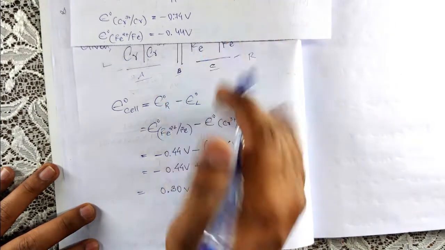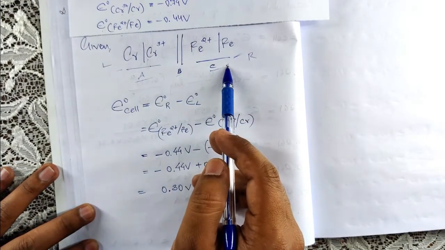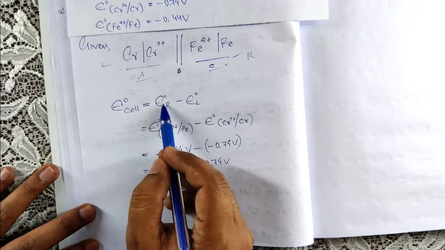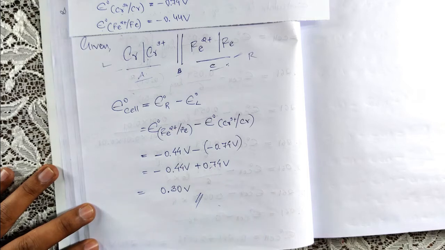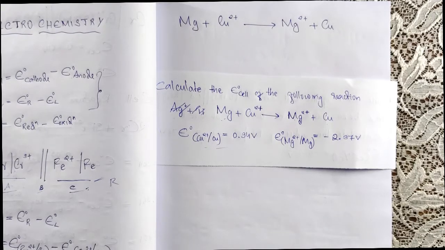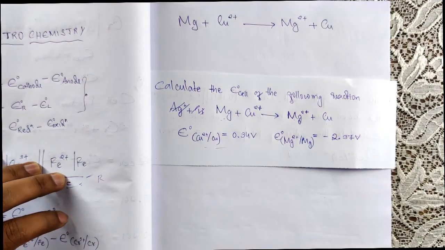So easily you can know which one is your right side and which one is your left side. So this will be your cathode, this will be your anode. Or else you can write out here E naught cathode minus E naught anode as well. So easily you can solve the standard electrode potential. Okay, now we shall try our next problem.